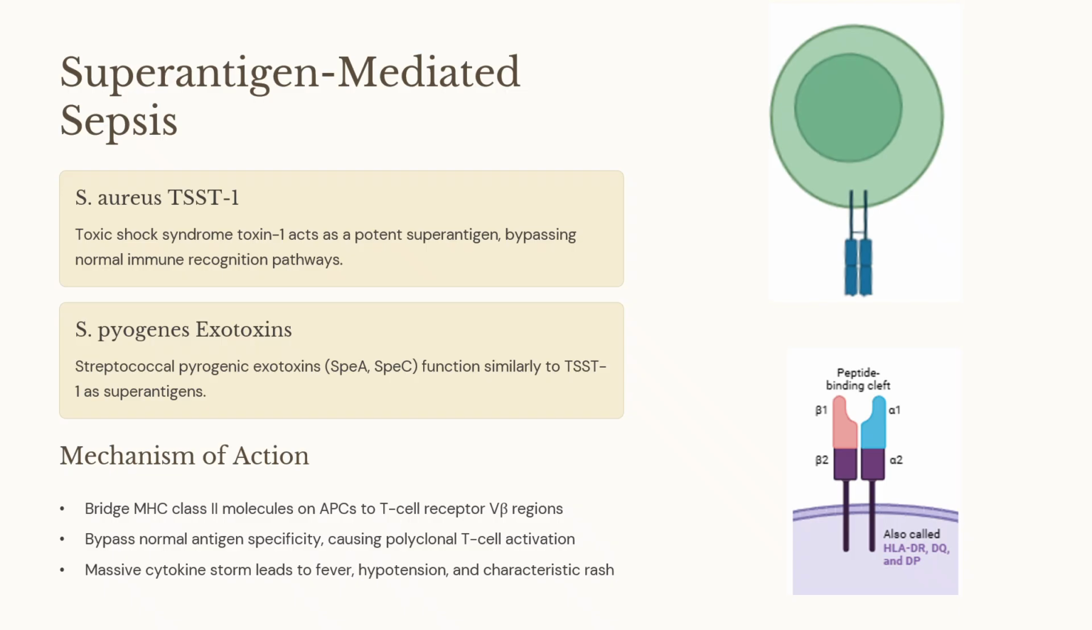Streptococcal exotoxins are not identical to toxic shock syndrome toxin. Because of this difference, the streptococcal toxins are referred to as toxic shock syndrome like toxins. How do they do this?